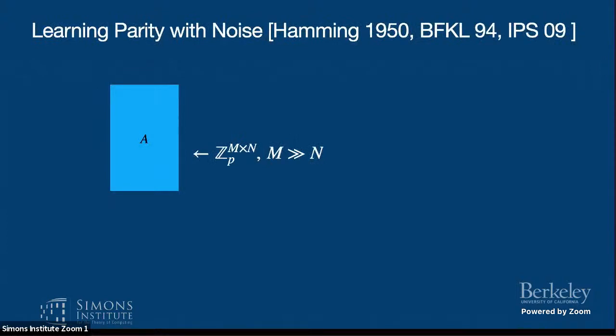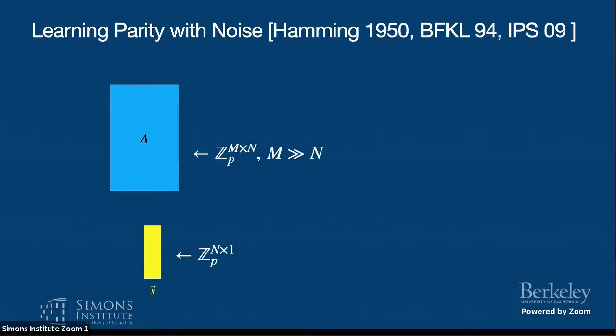So in the remaining time, let me talk about another problem, which has played a major pivotal role in the construction of obfuscation, a fascinating problem, learning parity with noise, which has its roots back in 1950 in the work on coding theory. So what does it say? Take a matrix A, think of it as a random matrix of dimension M cross N, where M is much more than N. So you're looking at a very tall and thin matrix.